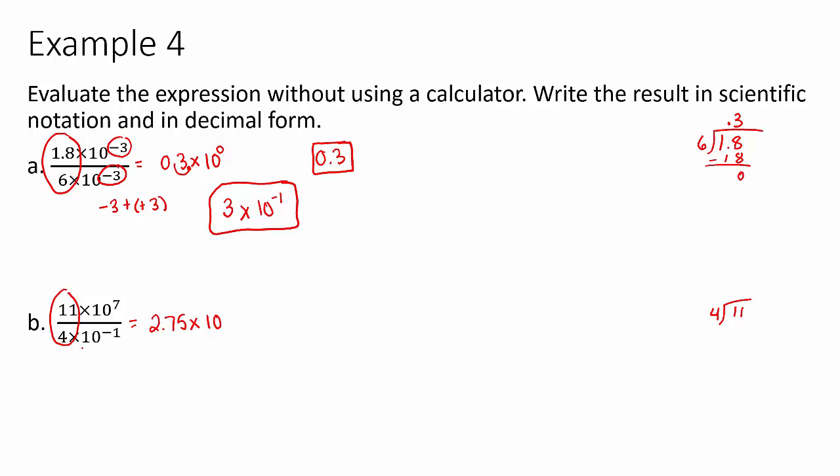So what we want to do here with our exponents is subtract them. So 7 minus a -1 is really 7 plus 1, which is 8. We want to check and see if we're in proper scientific notation with one number to the left of the decimal, and we are. And then we want to write this in decimal form. So we're moving the decimal to the right 8 places. That's 2 to get past 75, and then 6 zeros. So 275, 1, 2, 3, 4, 5, 6.